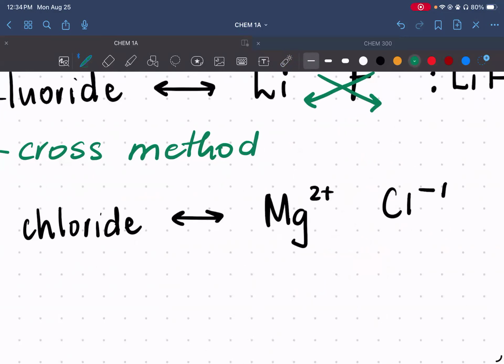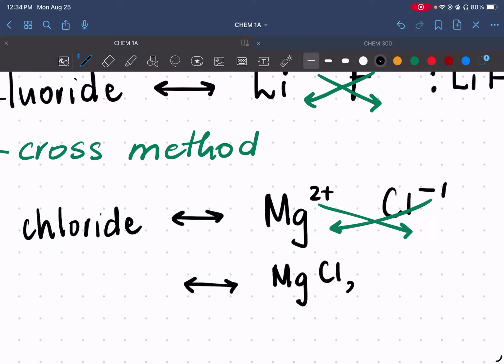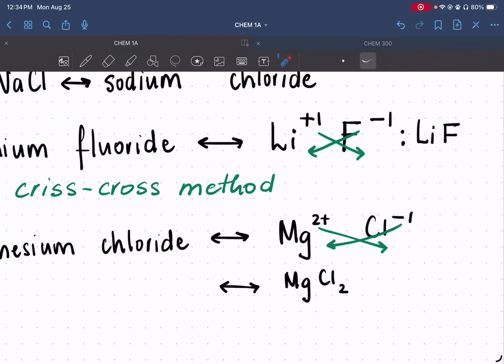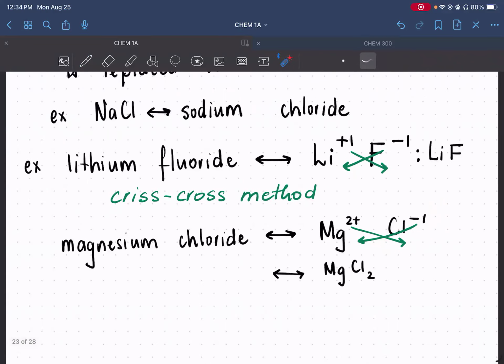What does the crisscross look like? We're going to bring down the 2 from the magnesium. We're going to bring down the 1 from the chlorine, such that the final formula is MgCl2. Remember, the 1 does get brought down. It is there, but we generally don't write the number 1. So the crisscross method works regardless of the specified charges, because you just need to bring the numbers down.